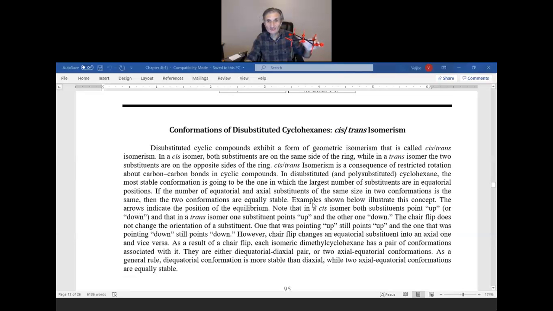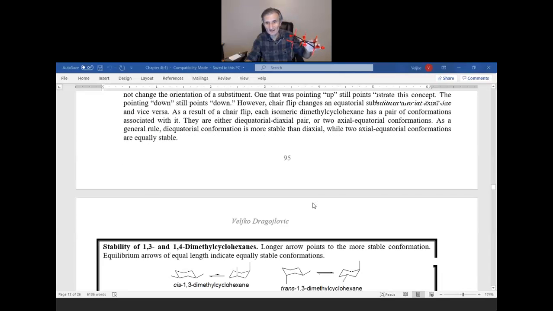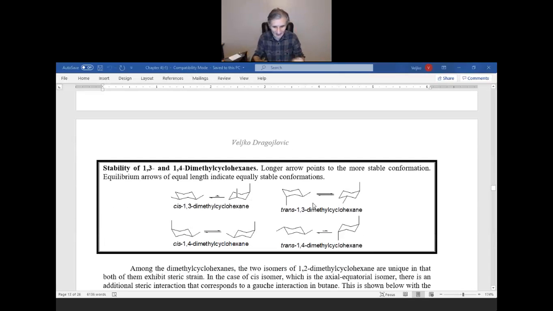And then what happens if we have disubstituted cyclohexanes? Well, with disubstituted cyclohexanes, we may return to them later in the course. We have first cis-trans isomerism. So if two methyl groups are on the same side of the ring, both up or both down, that's the cis isomer. See, like this, two methyl groups on the same side of the ring. That's the cis isomer. Actually no, this is trans, sorry. See, this bond is down, this is up. So this methyl is up, this is down, that's the trans isomer.